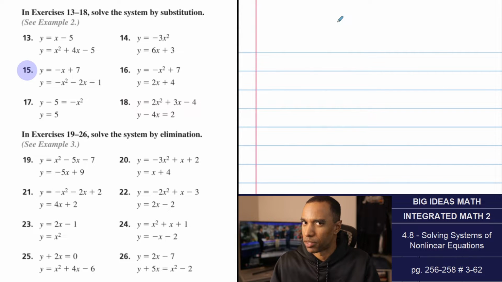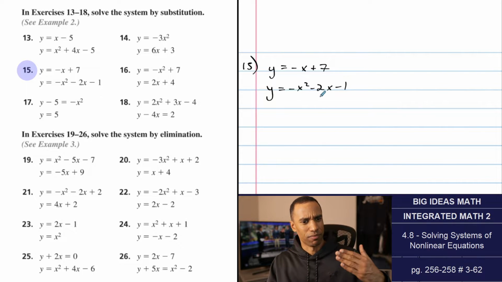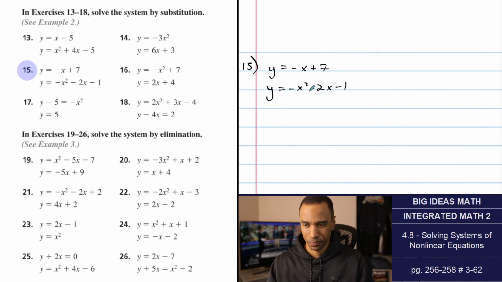Substitution is my preferred method among everything here, although graphing has its merits for visual sake. Y equals negative x plus 7, and y equals negative x squared minus 2x minus 1. See, why didn't they let us graph these ones? Yeah. They did for a couple. All right, so let's let one equal the other.